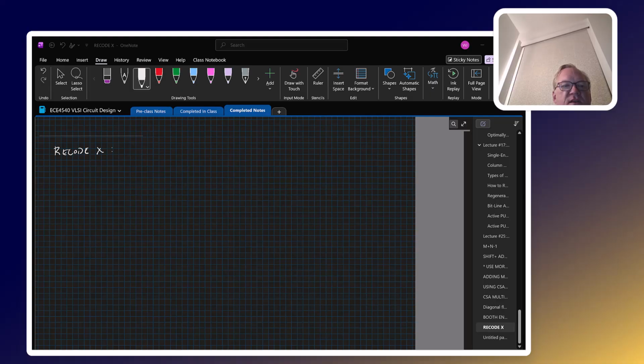Another way of looking at this is that what we're really doing is recoding x. So whereas before, x was equal to 1, 1, 0, 0, 1, 1, we're going to recode it.